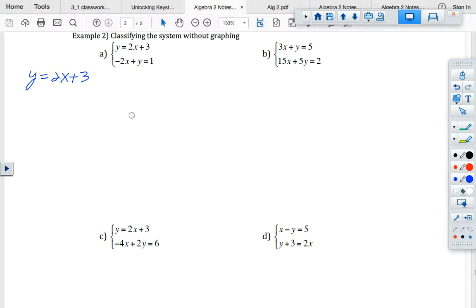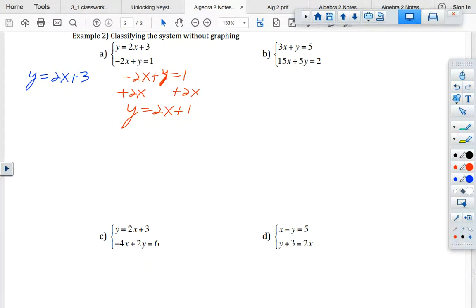What I do have to do a little work for is negative 2x plus y equals 1. Savannah, what would you do first? Add 2x to both sides. So now I have y equals 2x plus 1.